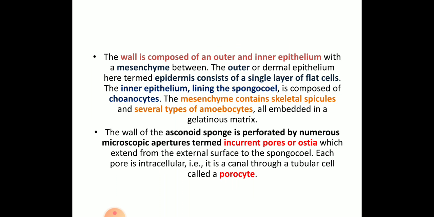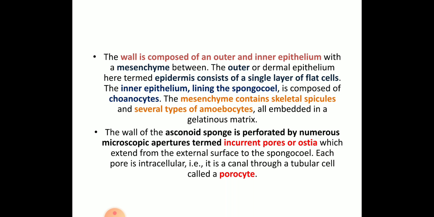So the outer epidermal layer is having a single layer of flat cells, and the inner epithelial layer will be lining the spongocoel. The mesenchymal layer consists of skeletal spicules. Several types of amoebocytes are also present. The asconoid sponge is perforated, and the incurrent pores or ostia are also present, and that leads to the intracellular pores, and this canal is through tubular cells, they are also called porocytes.